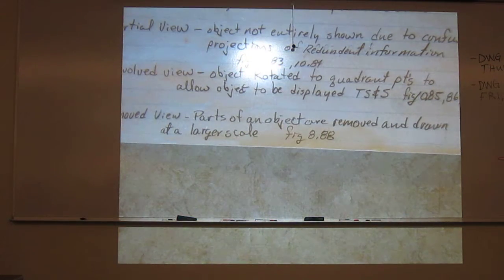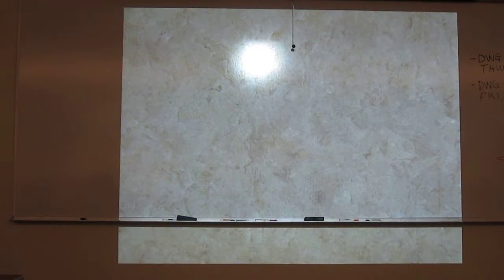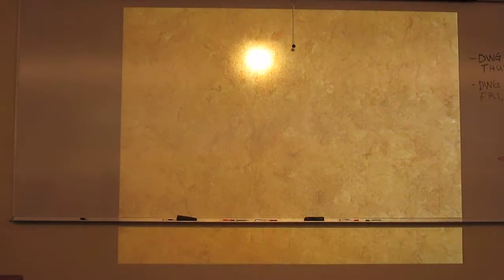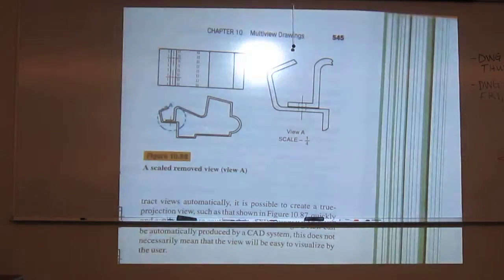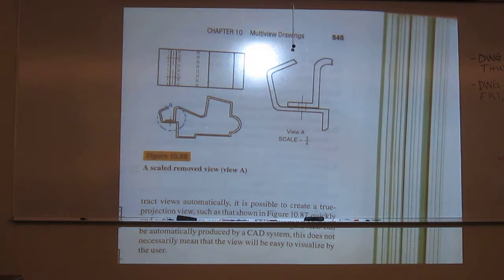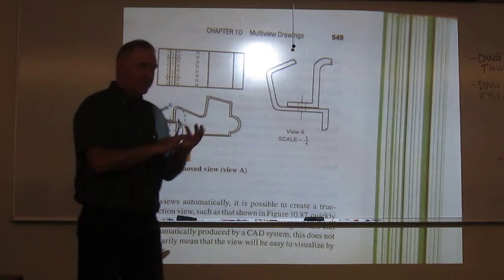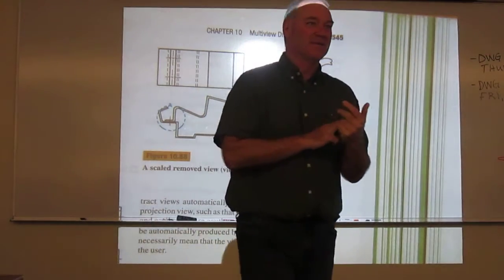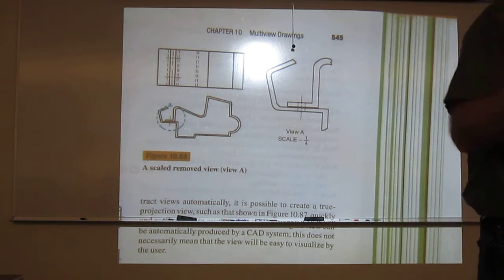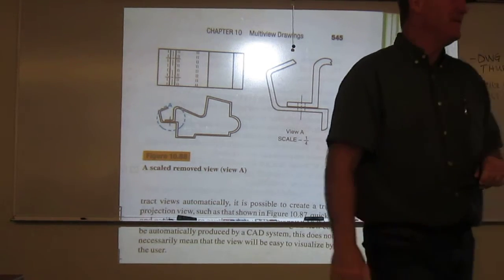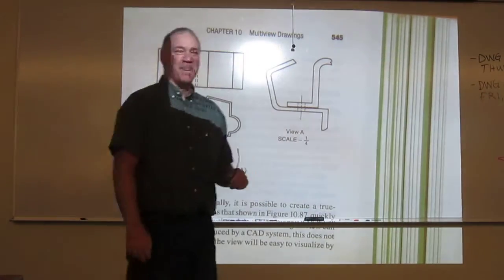Parts of an object are removed and drawn at a larger scale. Okay, we'll start with 1088. This gives the example. By the way, when we do a removed convention, these are called sections, they're called details, they're called a bunch of different things. The two that pop in my mind right now, details being what we call them normally.